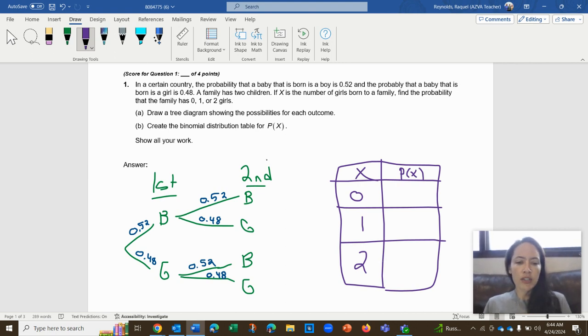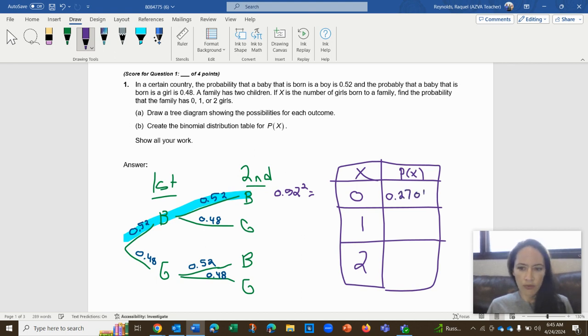Here we go. The probability that you get no girls is only one path. You have a boy first, and then you have a boy second. So the math is exactly that. It's 0.52 times 0.52, so 0.52 squared. I hope that doesn't confuse anybody. I'm going to use my phone calculator. 0.52 times 0.52 equals 0.2704.